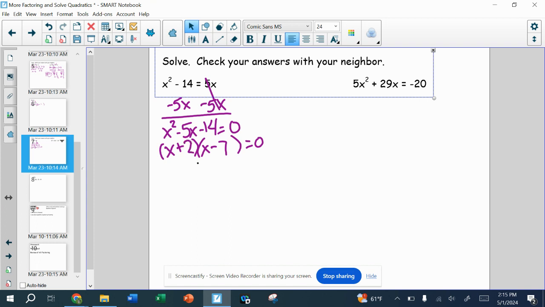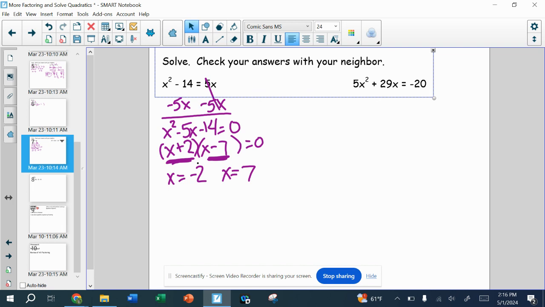At this point, you probably don't even need to write out the zero product property. You could say, what makes this factor equal to 0? What number plus 2 is 0? Well, that's going to be negative 2. And what makes this factor equal to 0? What number minus 7 is 0? That's going to be 7, right?